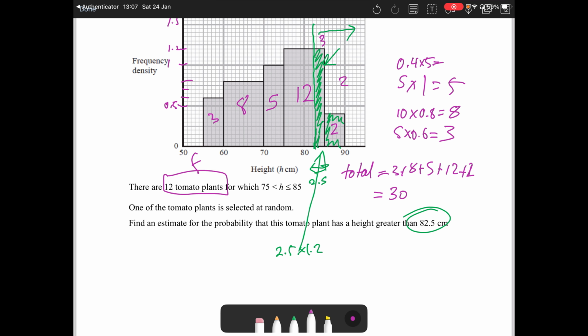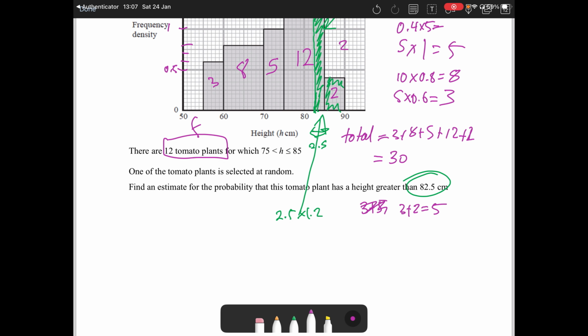We'd expect there to be 5 plants greater than 82.5. This is a probability question. So the chance that you pick these, the probability, is going to be 5 out of, well, there's a total of 30, isn't there? So it'll be 1/6 is your probability. This is the final answer. At least I hope so. Let me double check. On my mark scheme, it is correct. Right, surely.